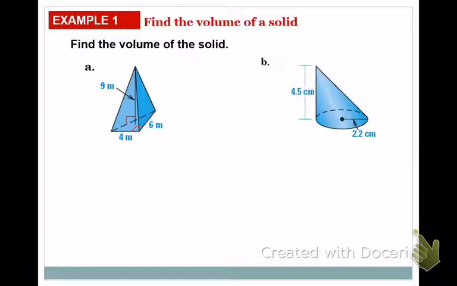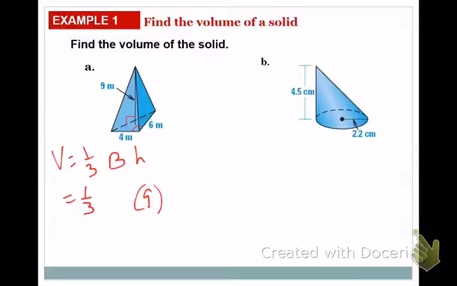So let's go find some volumes. For this pyramid, we're going to take 1/3 of the area of the base times the height of the pyramid. Now the area of the base we need to go figure out. The height of the pyramid is 9.